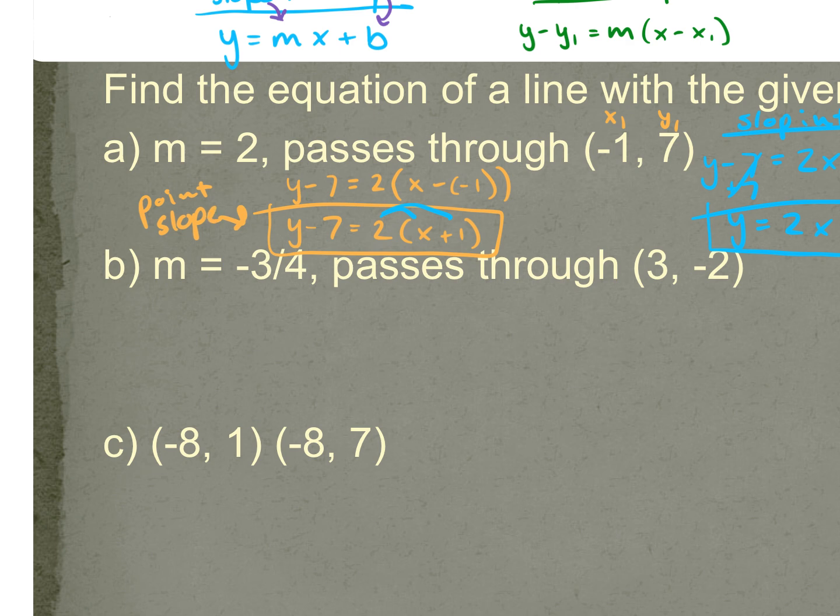Let's do B. So it gives us the slope and it passes through 3, -2. So we're doing the same thing here. We can start by plugging it into point-slope form. So y minus, what's our y1? -2. So I have x1 and y1. So y minus -2 would turn into y plus 2 is equal to our slope is -3 over 4 times x minus x1, so x minus 3.